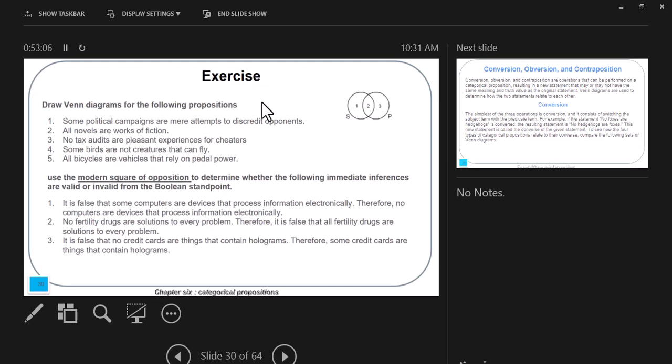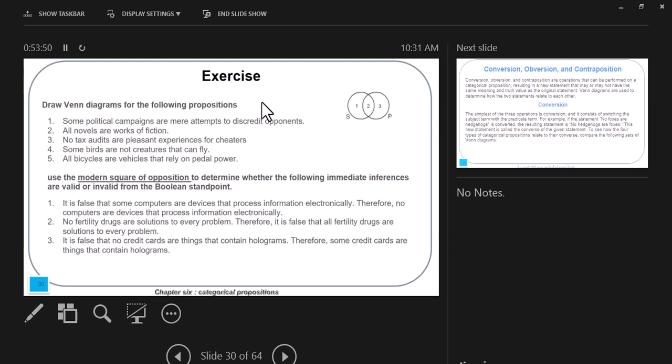It is an I type, correct. Conclusion: no computers are devices that process information. Which type is it? An E type. Yes. Relation? Vertical, horizontal, diagonal. I and E. Partially correct.